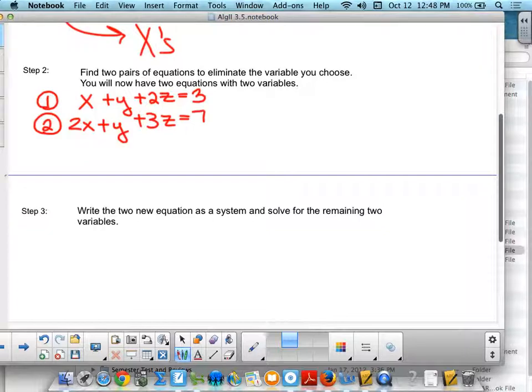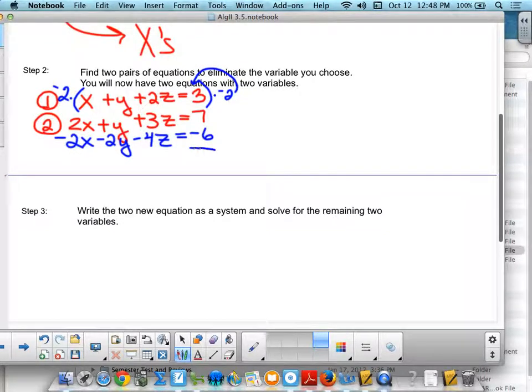I'm trying to get rid of the x's. This is 2x, so I need this one to be negative 2x. How do you make that one negative 2x? You're going to have to multiply by negative 2. 2 times x is 2x, but negative 2 would be negative 2x. So there you go. You've got a negative 2x, a negative 2y, a negative 4z, and a negative what?